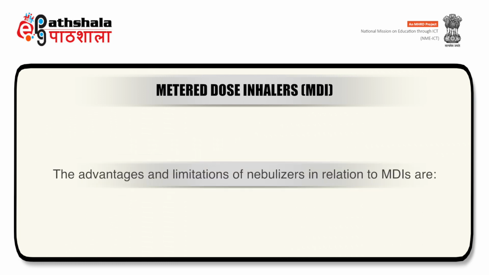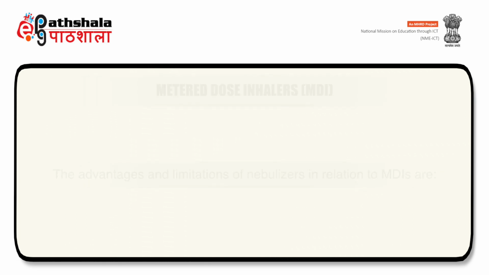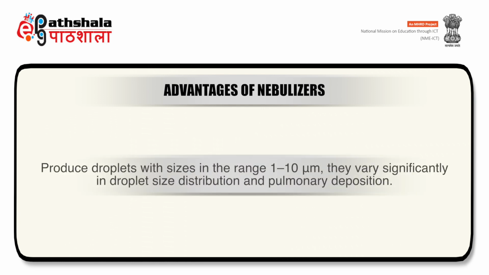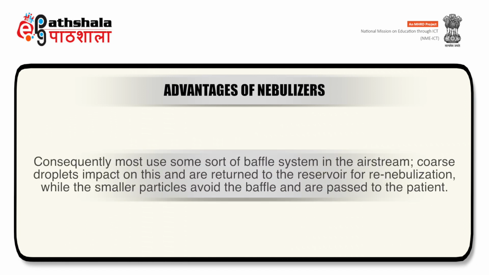Now let us discuss the advantages and limitations of nebulizers and MDIs. First of all, we will discuss the advantages of nebulizers. Nebulizers produce droplets with sizes in the range 1 to 10 micrometers. They may vary significantly in droplet size distribution and pulmonary deposition. Consequently, most use some sort of baffle system in the airstream. Coarse droplets impact on this and are returned to the reservoir for re-nebulization, while the smaller particles avoid the baffle and are passed to the patient.